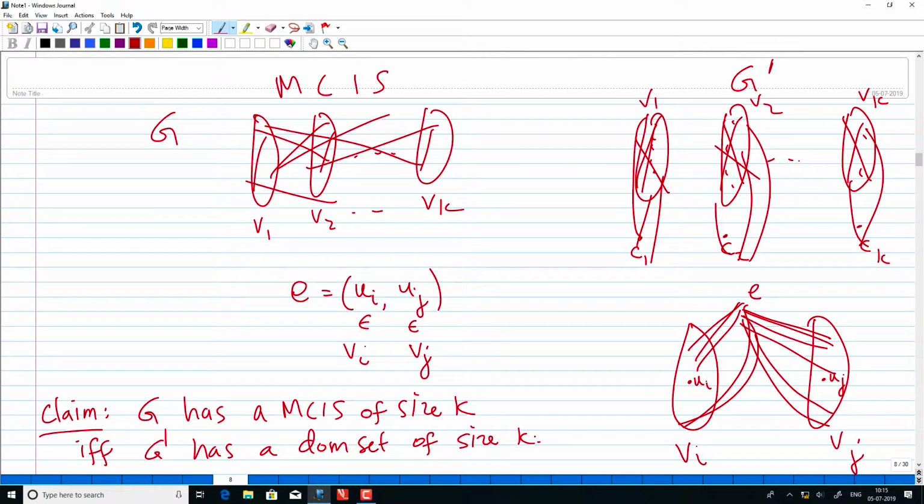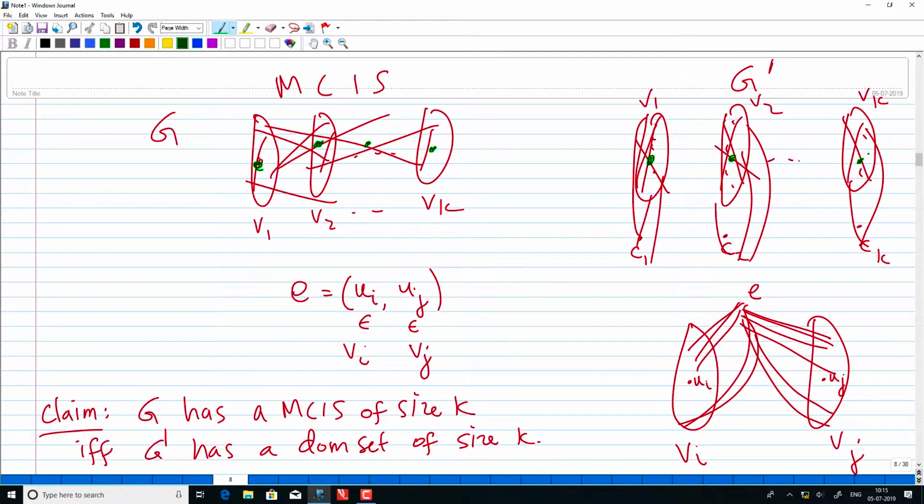So, let us try. Suppose G has a multicolored independent set. That means it picks a vertex here, maybe a vertex here, vertex here, vertex here, vertex here. These green vertices together form an independent set, right, a multicolored independent set. Now, I have to produce for you a dominating set in G prime. A natural choice would be the same green vertices. Let's try that. I am going to take the same green vertices, and I want to claim that these vertices actually dominate the entire graph G prime.